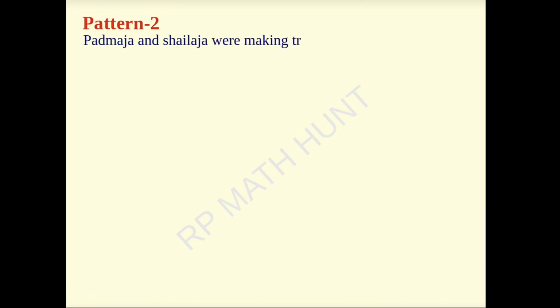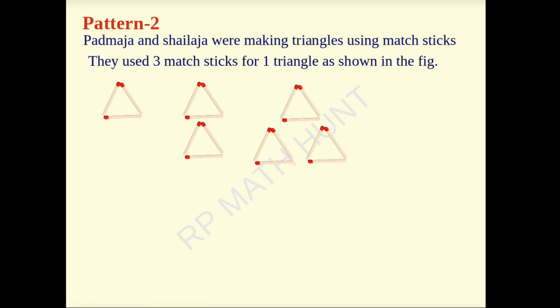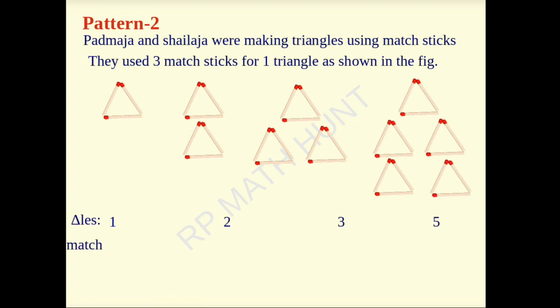Padmaja and Shailaja were making triangles using matchsticks. They used 3 matchsticks for one triangle as shown in the figure. Observe on the screen how many triangles they are preparing. Number of triangles: 1, 2, 3, 5.